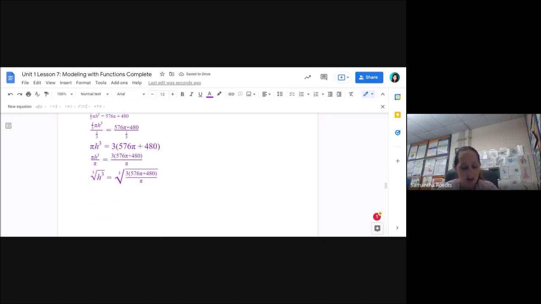So when I do that, and I simplify it and I just put it in my calculator: cube root of 3 times 576 pi plus 480. Yes, you can absolutely multiply the 3 through. Yes, you can just figure out what that is with the pi. You can absolutely do that. You're going to get h is approximately 12.98 inches.